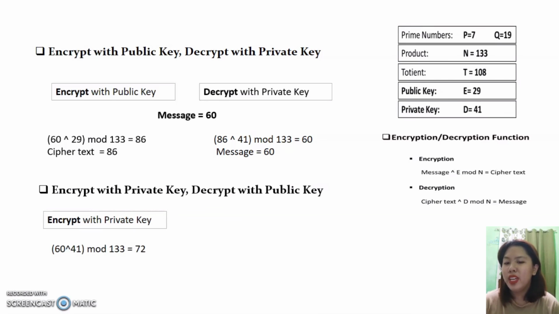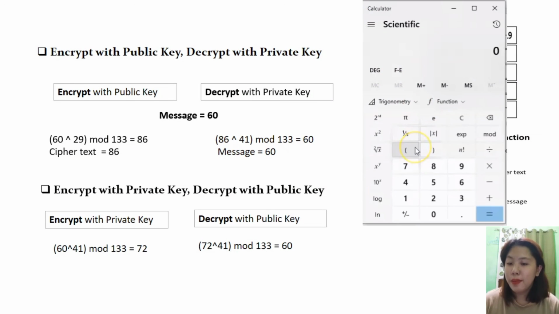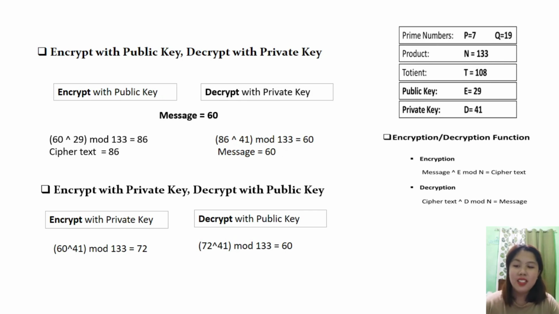Let's see if we can take the ciphertext and decrypt with the public key. We take the 72, which is the ciphertext, raise it to the public key of 29, and then take the remainder when divided by 133. The answer is 60, which means it lands back at the original message. So now we have proven RSA works, as we've shown you. So that is the math behind RSA.